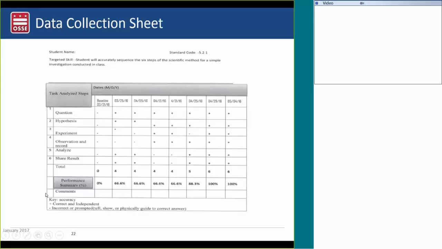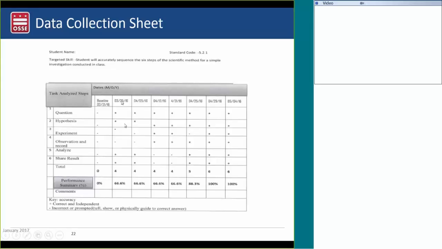Okay, and then there is a key down here at the bottom. A plus means correct and independent. A minus means incorrect or prompted. So you can see on the baseline date, the student didn't get any correct. This was before instruction started.